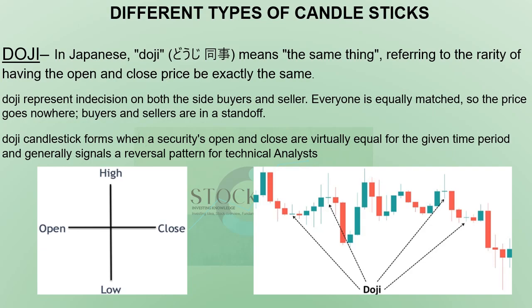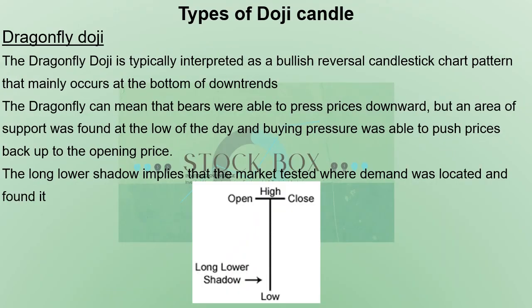Here on the other diagram, you can see a live market example of the presence of a doji, and you can also see various types of dojis at various specific time locations. So there are different types of doji candles. One of them is the dragonfly doji. The dragonfly doji is typically interpreted as a bullish reversal candlestick chart pattern that mainly occurs at the bottom of a downtrend.